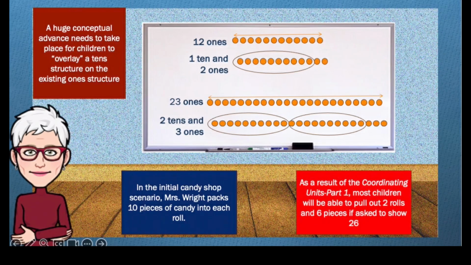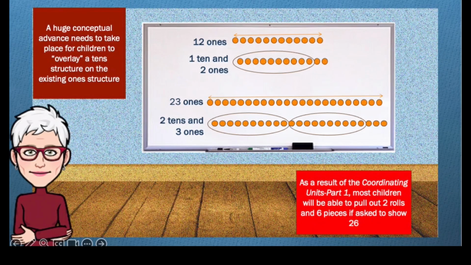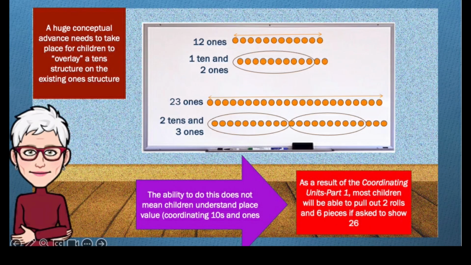In fact, as a result of working with the activities in part 1 of the sequence, most of the children will put out 2 rolls, sticks of 10, and 6 pieces if you ask them to show 26. Almost no one will still count the cubes by ones to get 26. However, when we see children able to get out 26 as 2 rolls and 6 pieces, we can be deceived into believing that they now have a true understanding of place value, more specifically of coordinating units of tens and ones. It's when we watch what happens next that we can discern the differences in understanding.